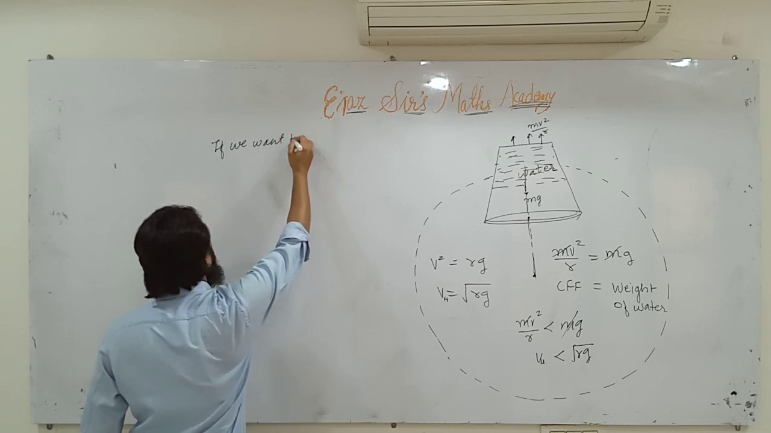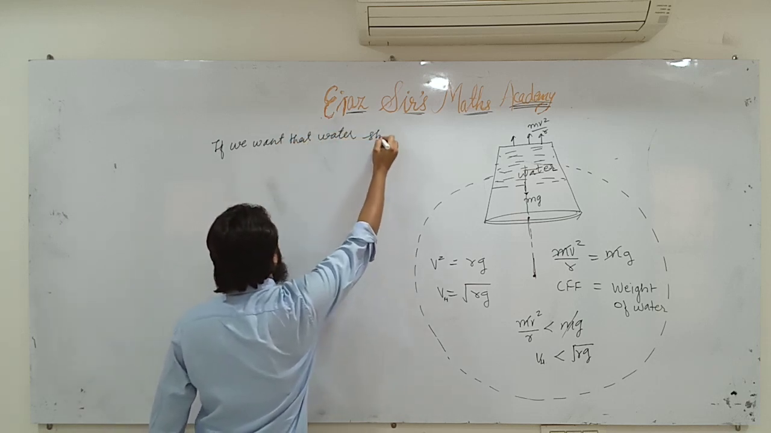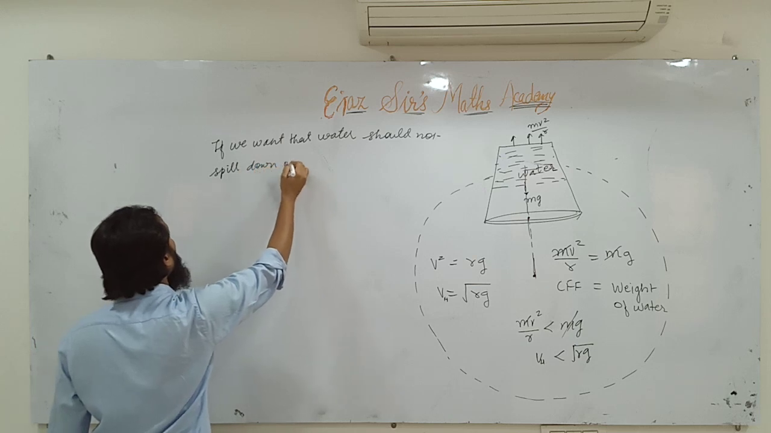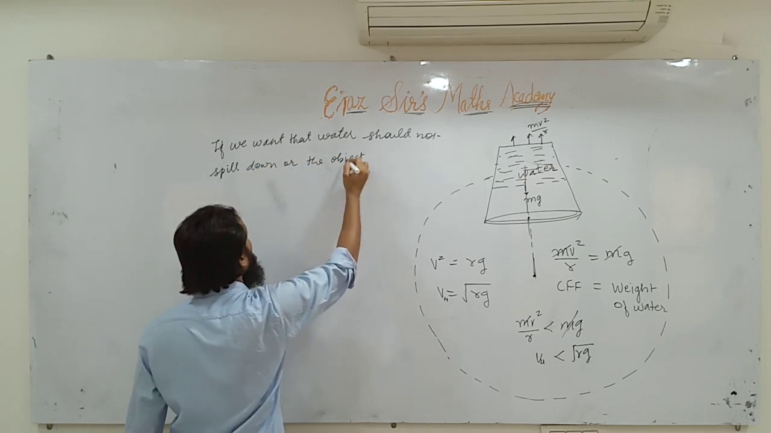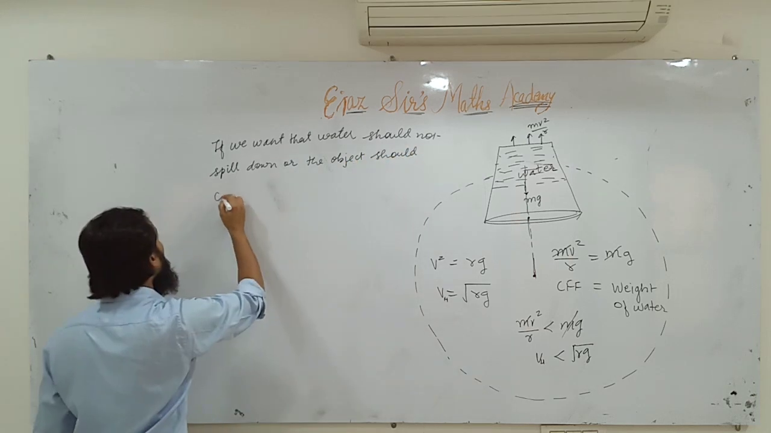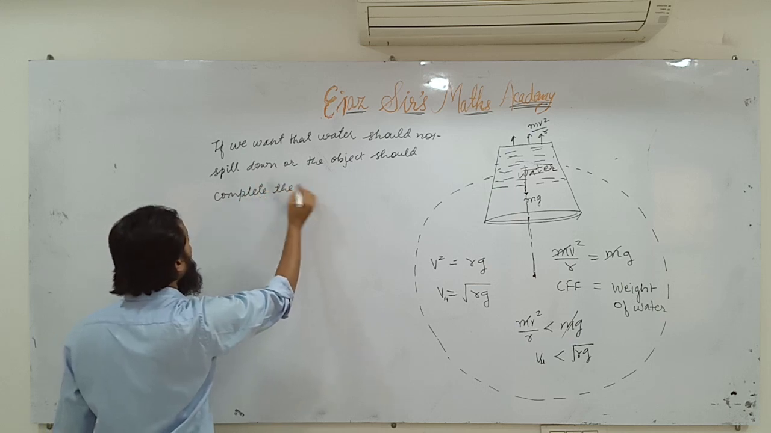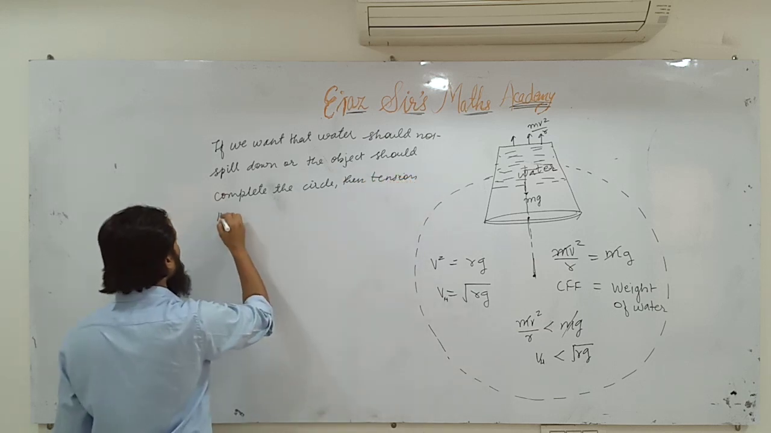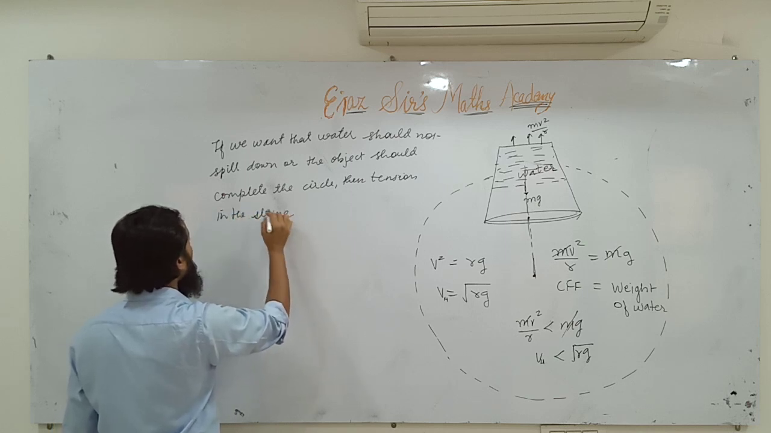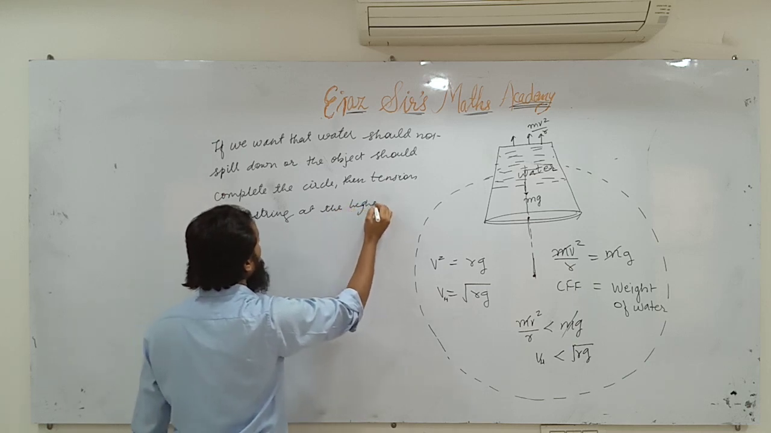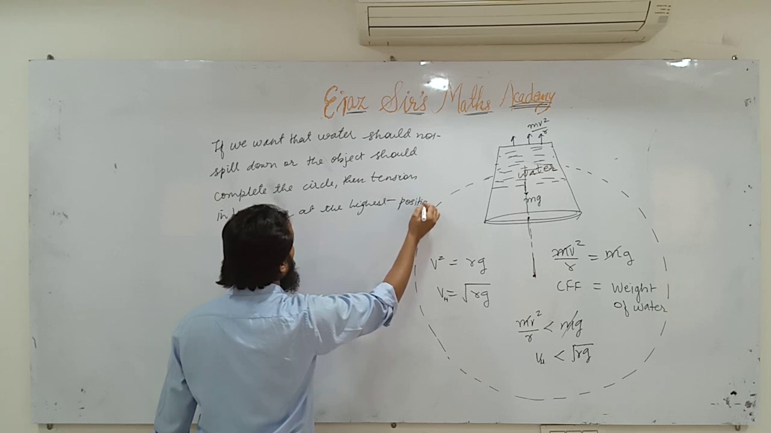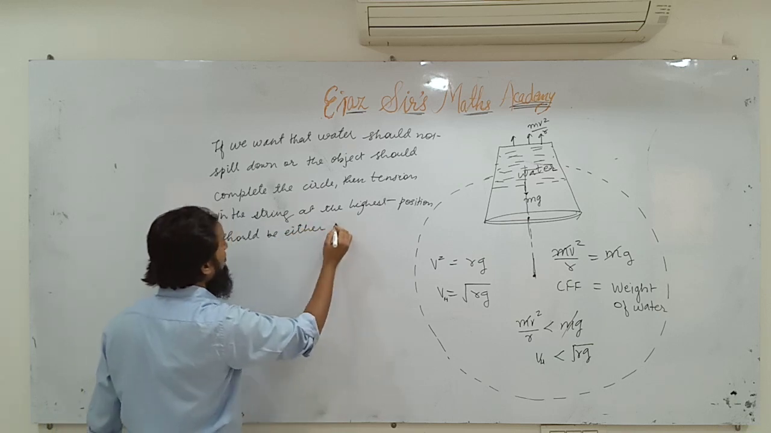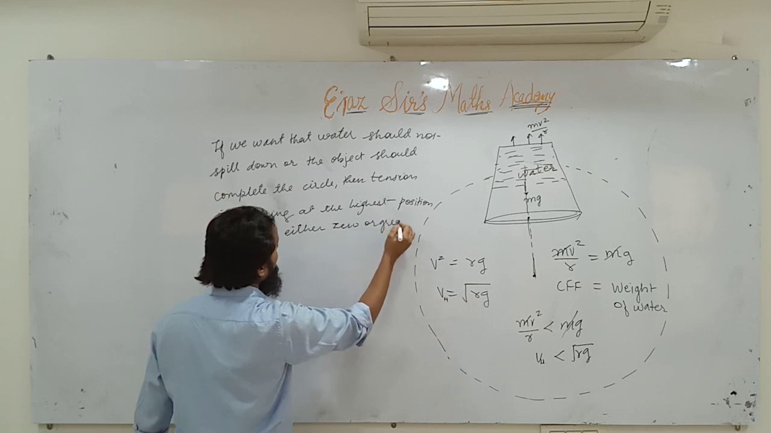If we want that water should not spill down, or the object should complete the circle, then tension in the string at the highest position should be either 0 or greater than 0.